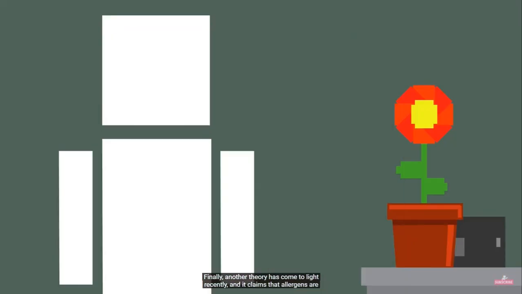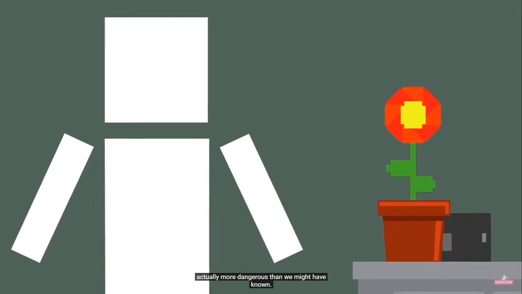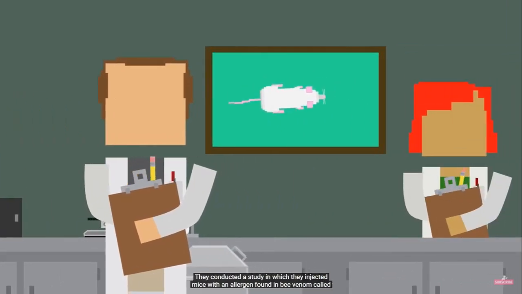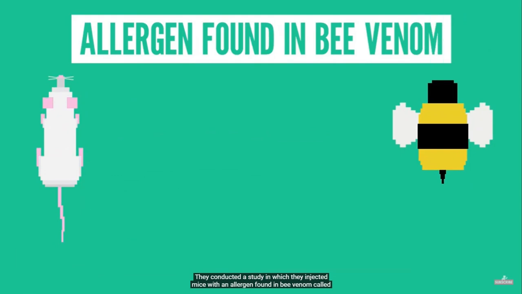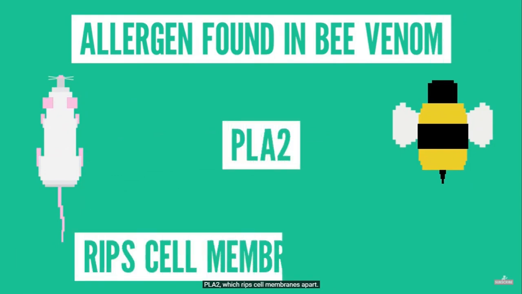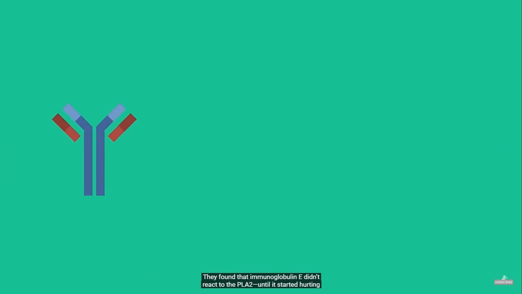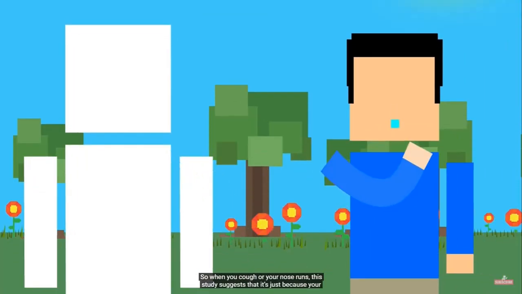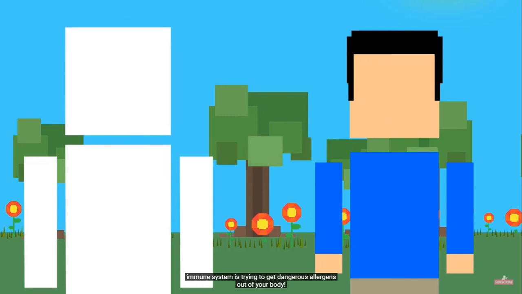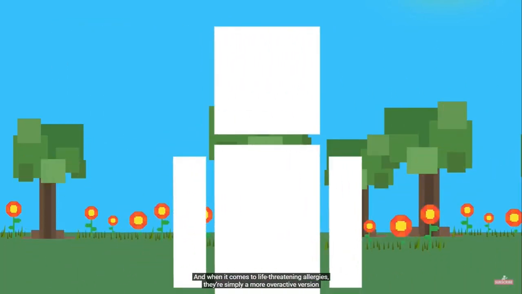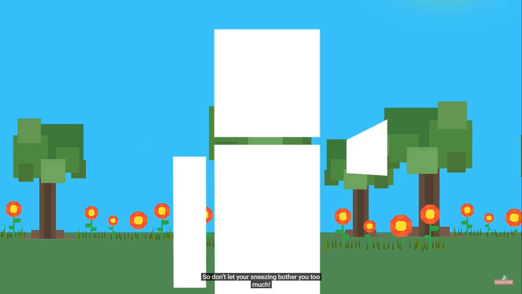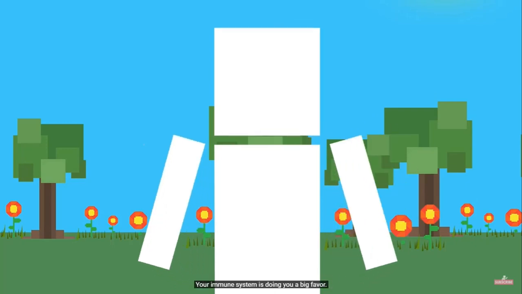Finally, another theory has come to light recently, and it claims that allergens are actually more dangerous than we might have known. Several researchers have conducted a study in which they injected mice with an allergen found in bee venom called PLA2, which rips cell membranes apart. They found that immunoglobulin E didn't react to the PLA2 until it started hurting cells. So when you cough or your nose runs, this study suggests that it's because your immune system is trying to get dangerous allergens out of your body. And when it comes to life-threatening allergies, there's simply a more overactive version of the same response. So don't let your sneezing bother you too much. Your immune system is doing you a big favor.